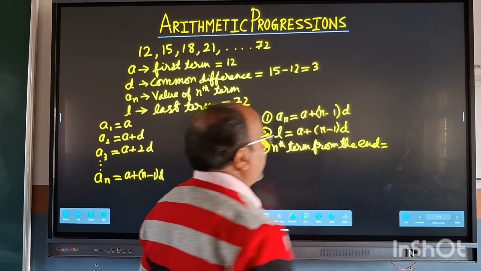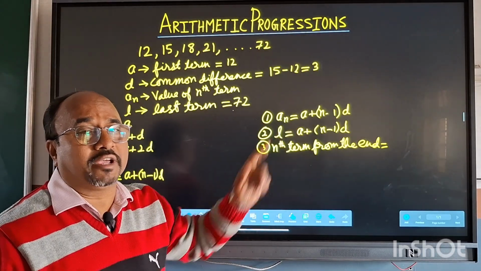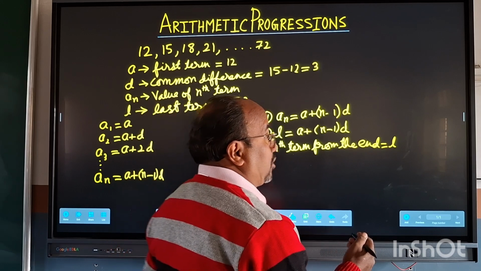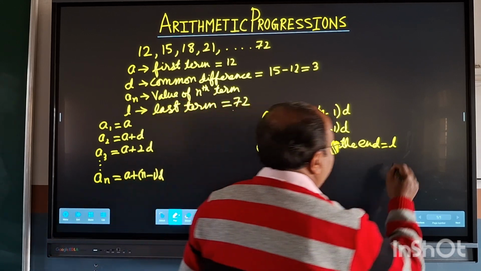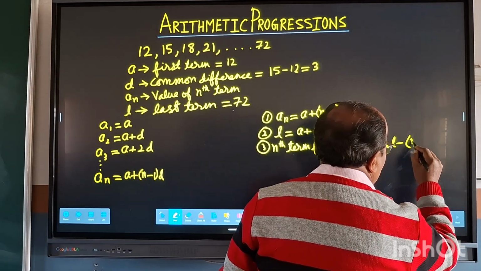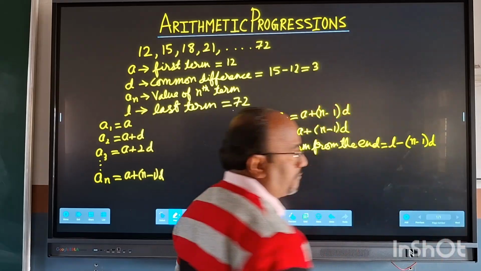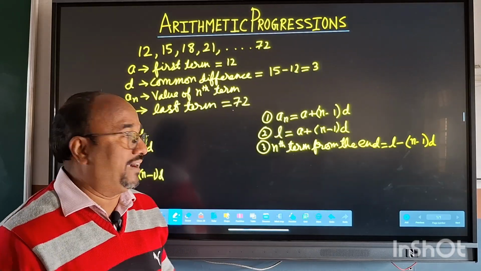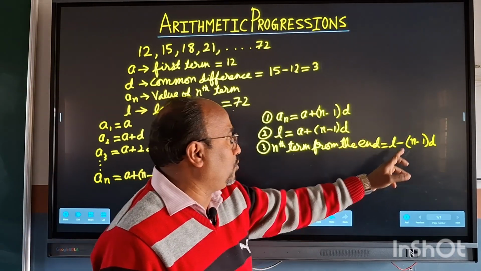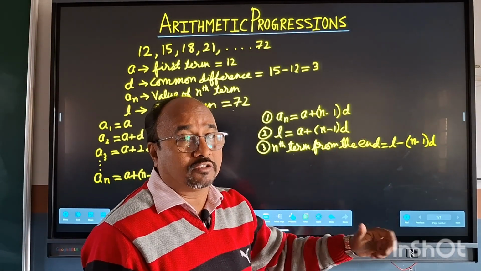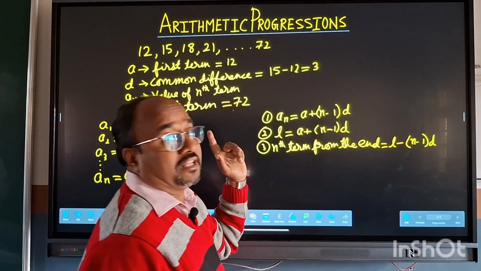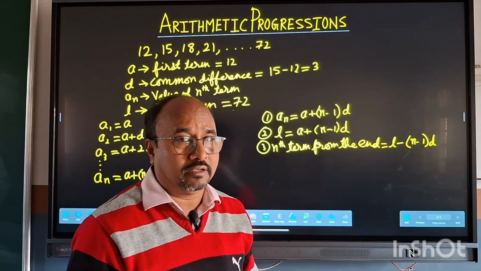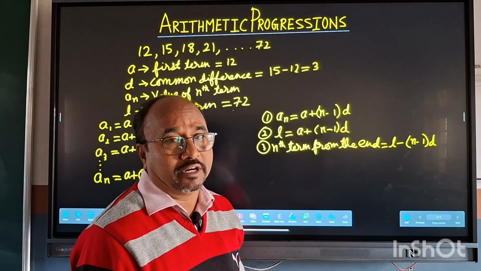If I am looking for the nth term from the end, the last term becomes the first term. So I write L in place of a, then because the common difference sign will change, minus, and then the number of terms n minus 1 d. So if I am looking for the fifth term from the end, L will be written as 72, n will be written as 5 because it is the fifth term from the end, and d will be the same 3 because we have already changed the sign. So don't put minus 3 for d again. Okay, so that is what is to be remembered there.